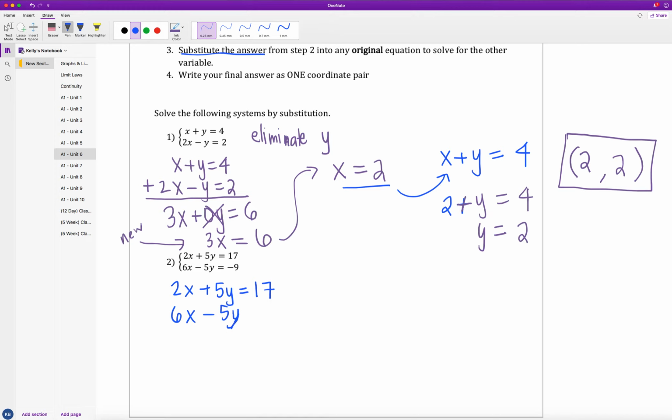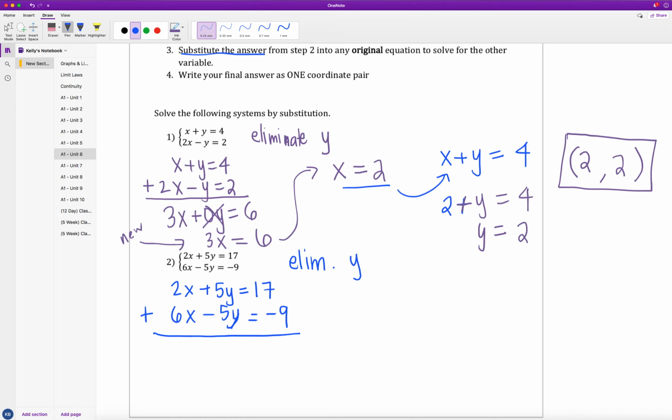Oops, y, there we go, equals negative 9. So I can go ahead and add these together right away. I do want to write a side note over here that my goal is to eliminate the y's, so I keep that in the back of my mind. The reason I'm doing that is because the positive 5y and the negative 5y will cancel when I add these two equations together. The other thing I have to make sure of is that both equations are in the same form, and in this case, yes, they're both in standard form, so I am good to go.